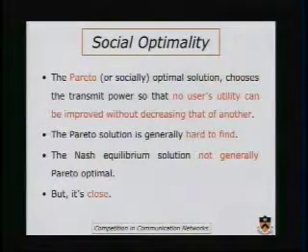decreasing someone else's. Now, it turns out that unlike the Nash equilibrium, the Pareto solution is generally very hard to find. It has to be done numerically. It's true that the Nash equilibrium is generally not Pareto optimal, as you might guess, but it's actually very close, and it's provably close for some of these receivers I just looked at.